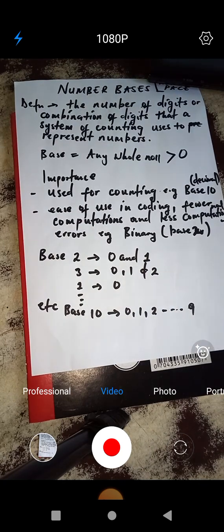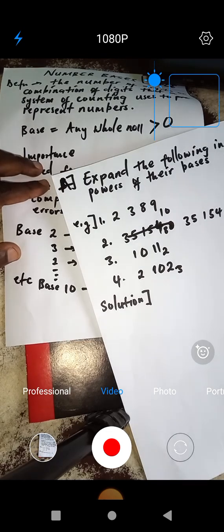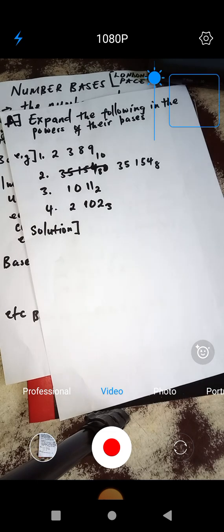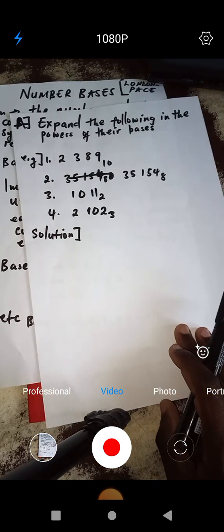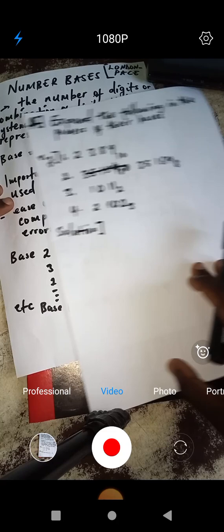Okay, we'll move on to our part A. Part A says expand the following in the powers of their bases. Question 1, we have item 1, which is 2389. To expand this, we are going to say solution.